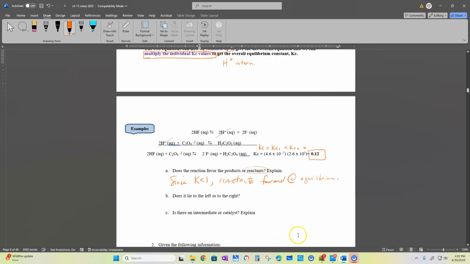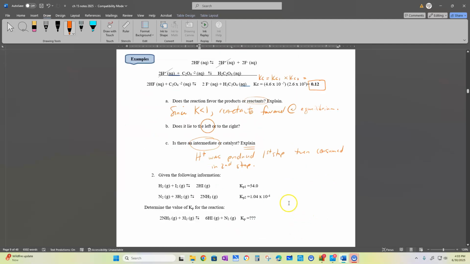Okay? And obviously, since my reactants are on the left side, it's going to favor the left side. And did I have an intermediate or a catalyst? I sure did. I had an intermediate, H+. But you know they're going to say that word explain. So H+ was produced in the first step and then consumed in the second step. Okay, that's it.